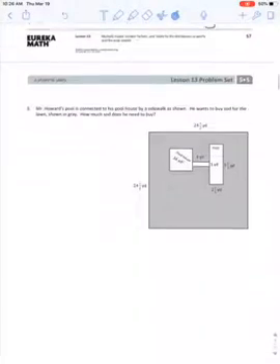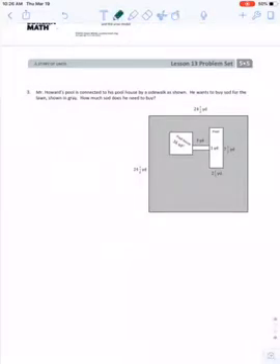Let's go down and look at that. I'm going to let you do this one mostly on your own because this is a challenge problem and I think that you are up to it, but I want to walk you through it a little bit before you get started on your own. Mr. Howard's pool is connected to his pool house by a sidewalk as shown. He wants to buy sod for the lawn shown in gray. How much sod does he need to buy?